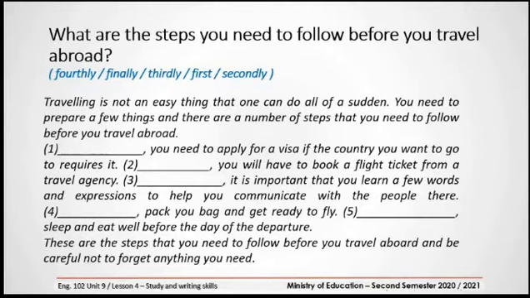Some of you have done this when you have written the things that you need to do before you travel abroad. But now I need only the ones that haven't been mentioned in the previous essay. So maybe you can think of 1 or 2 things that haven't been mentioned in the essay.